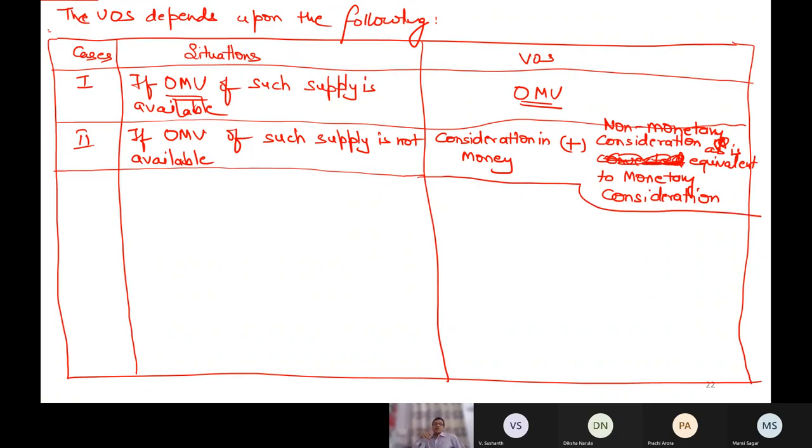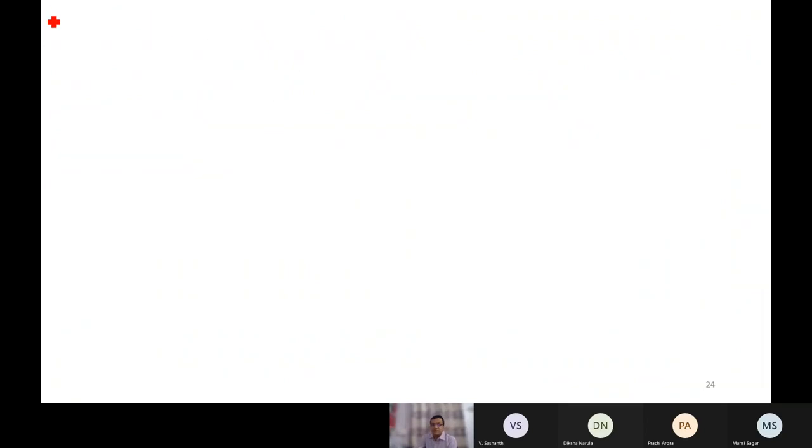If you don't know the open market value, at least you tell us how much you are giving in monetary terms and what non-monetary thing you are giving, so that the non-monetary thing can be converted into monetary, and it gives you the value of supply. I will show you this with the help of examples. Before discussing the other situations, let me share some examples. Example one, and you have to see how I apply the concepts.